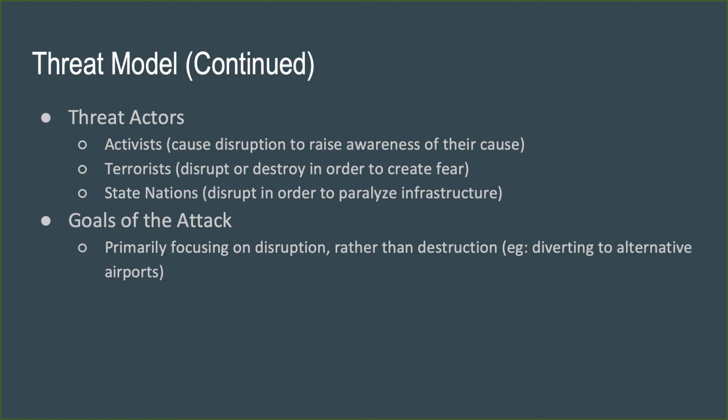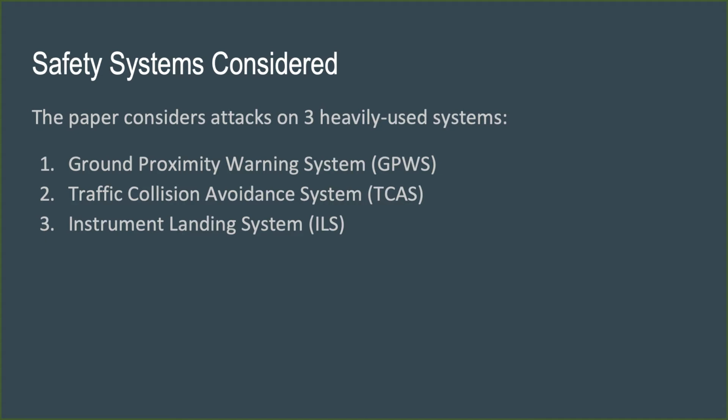In this case, the goal of the attacks this paper looks at is more towards disruption, because if you're trying to do destruction, the first stage is just to disrupt, and that might cause some actual destruction later. For example, if a plane is landing and you have to divert it to a different airport, that's some type of disruption that might occur. The safety systems we're considering in this paper are the ground proximity warning system, the traffic collision avoidance system, and the instrument landing system. I'm going to go into a little detail on what they are and how they can be attacked.